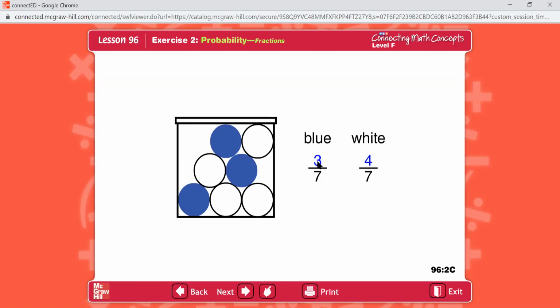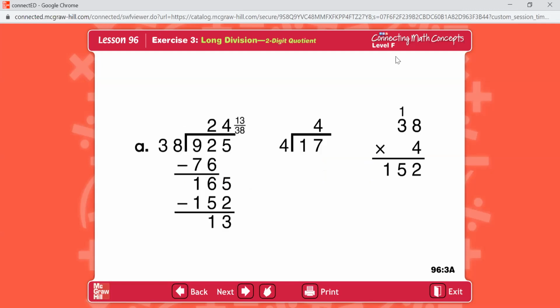Lastly, you work the subtraction problem 165 minus 152, giving you a remainder of 13. Here is what you should have. Here's your remainder. Don't forget, your denominator is the same number you divide by over here.